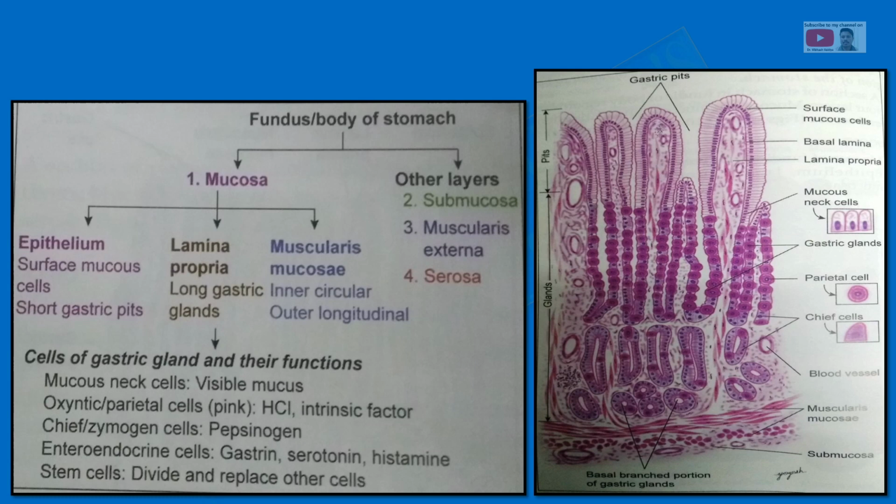So these are some additional cells, and these cells are very important and are mainly present in the fundus and the body of the stomach.